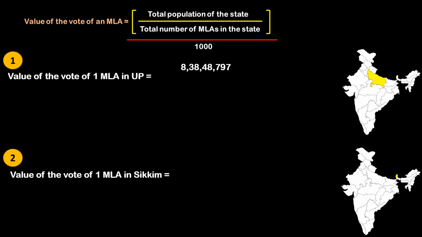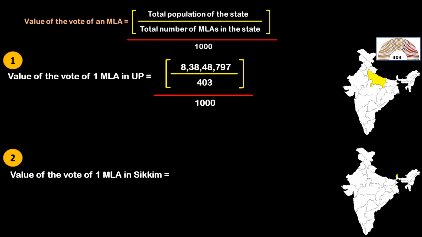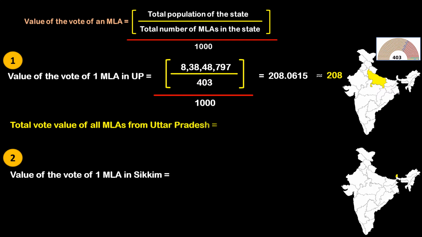Now, Uttar Pradesh Legislative Assembly has 403 seats. Dividing the 1971 population by 403 and then dividing this whole by 1000 as per our formula gives us the round-off value of 208. So the value of the vote of one MLA from Uttar Pradesh state is 208. If we multiply this by the number of seats, we get the total value of votes from all the MLAs from Uttar Pradesh.